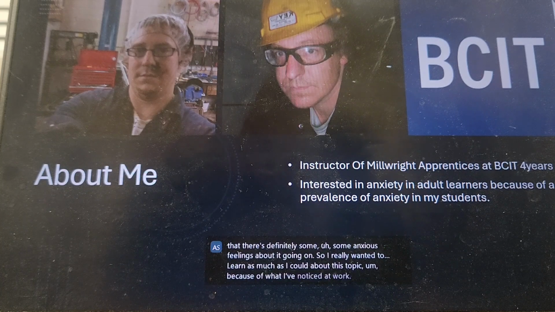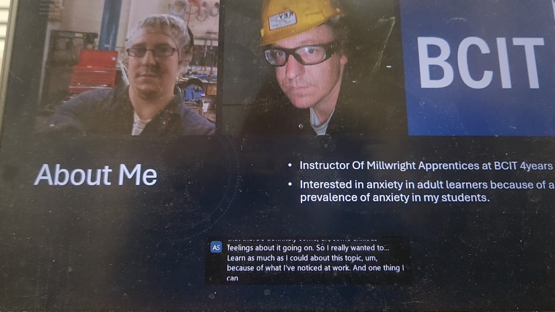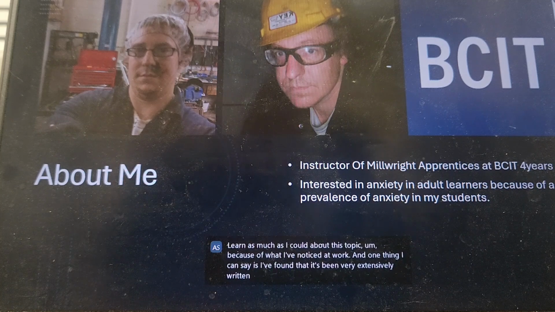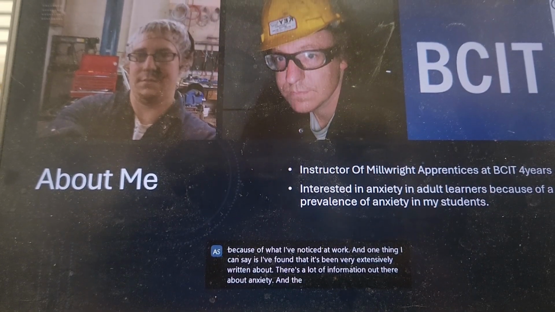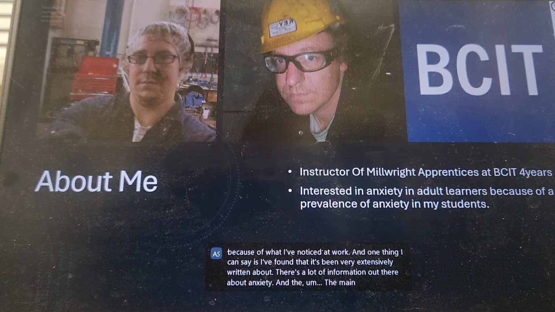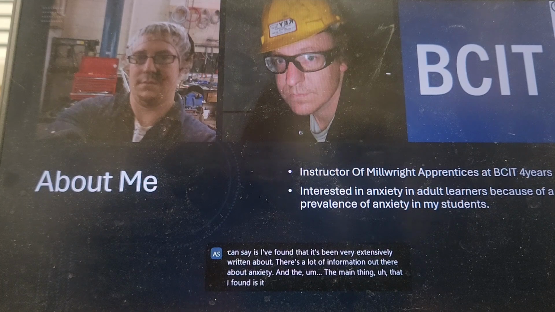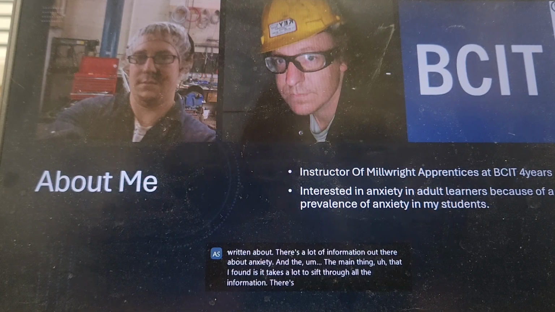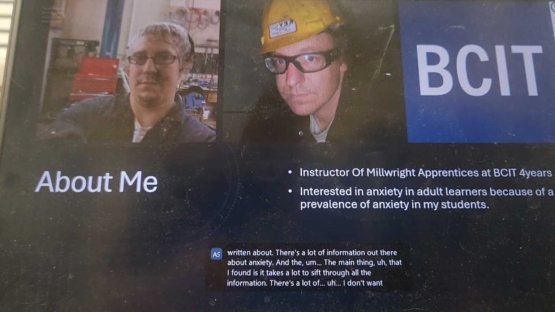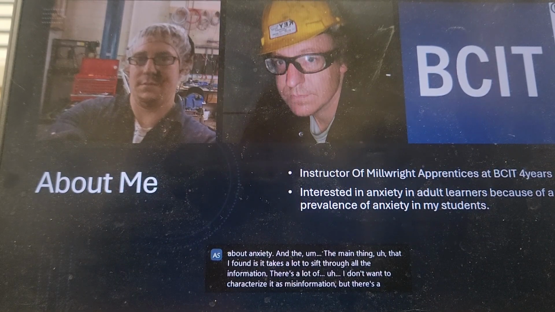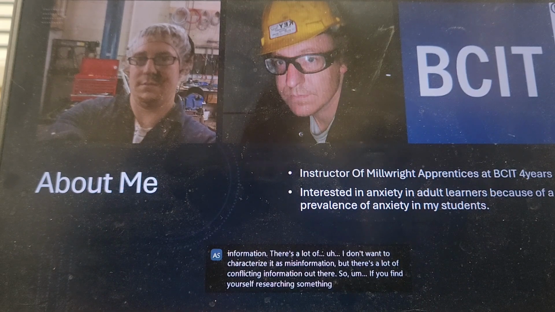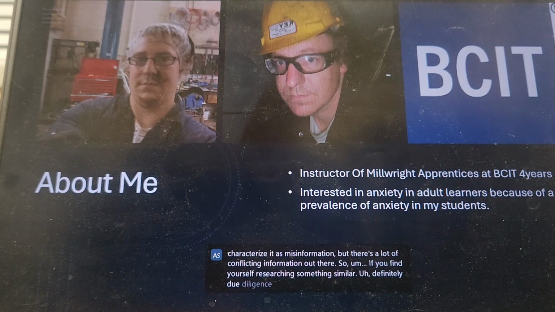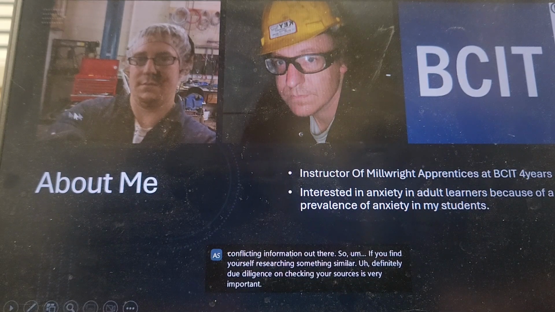noticed at work. And one thing I can say is I found that it's been very extensively written about. There's a lot of information out there about anxiety, and the main thing that I found is it takes a lot to sift through all the information. There's a lot of, I don't want to characterize it as misinformation, but there's a lot of conflicting information out there. So if you find yourself researching something similar, definitely due diligence on checking your sources is very important.